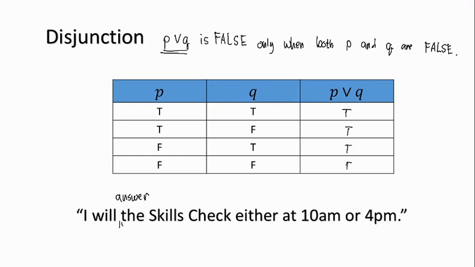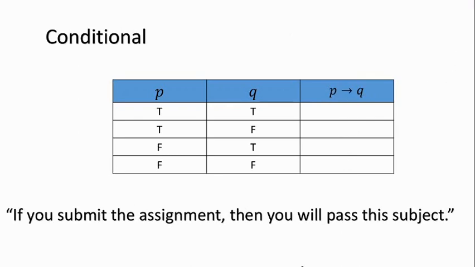That becomes false. So see, it's false only when both p and q are false. Next is the conditional. The conditional, if p then q, by definition, is false only when p is true, but q is false.